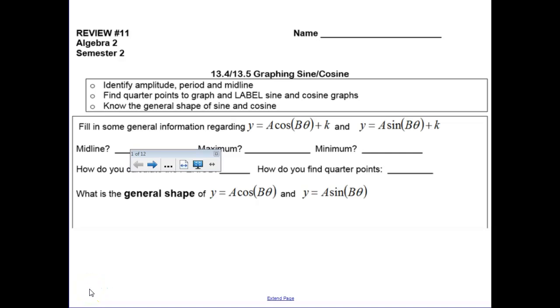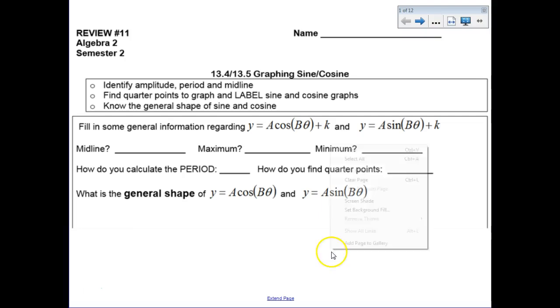All right, this is a moment of celebration. This is our last review for our last summative. Now, technically you still have more testing to do, but this is our last summative for the course curriculum itself.